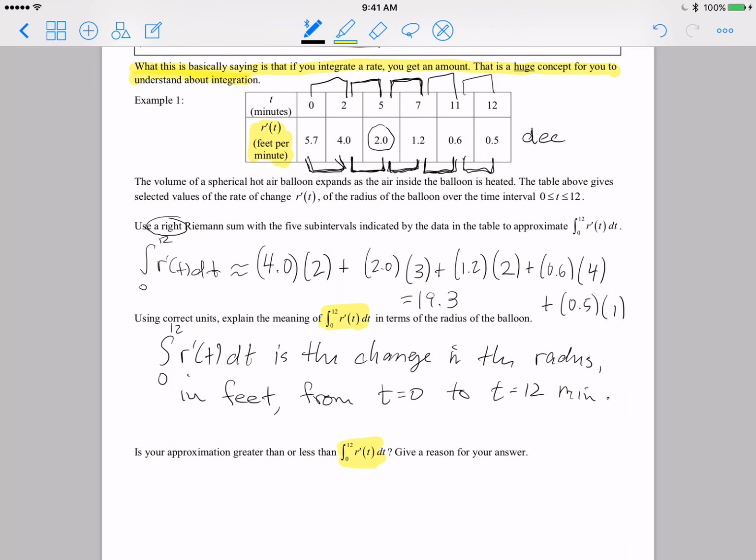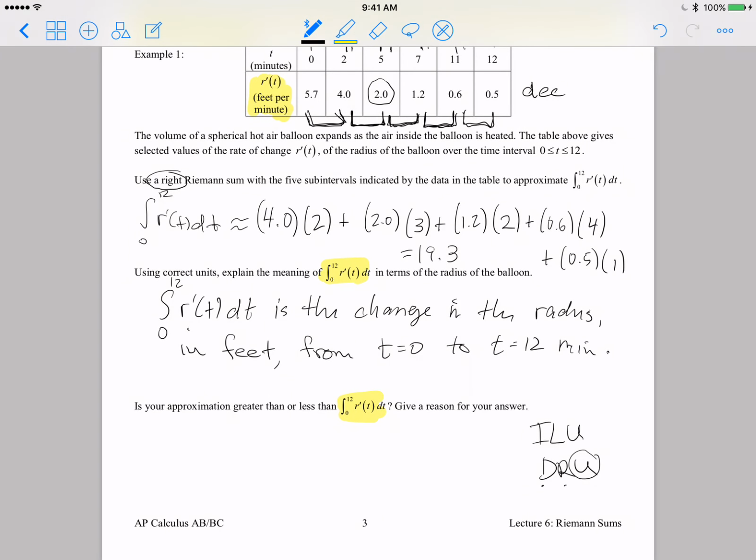If you think back to your acronym, I love you, Drew, if we have a decreasing function with a right Riemann sum, that's going to be an under approximation. Okay, so we're going to write our answer, and we are going to say this is an under approximation. And the reason for that is because r prime of t is decreasing.